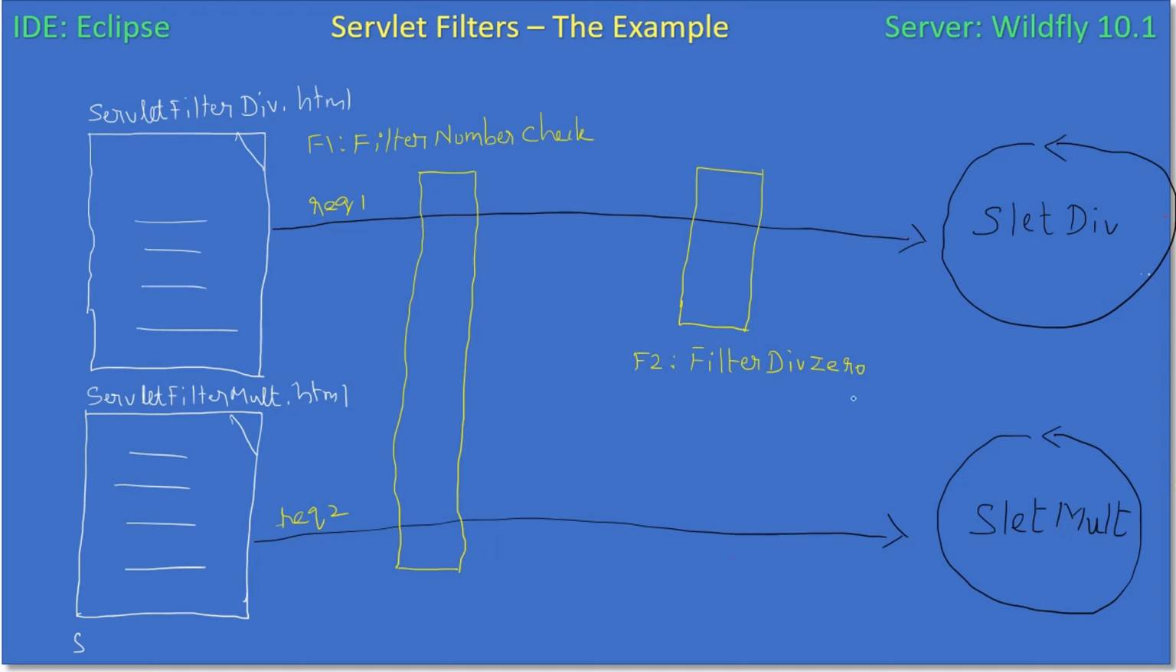If you see here, there are 6 moving parts that we need to develop in the next example. One is the servlet filter div HTML and the other moving part is the mult HTML. Then we will go and develop our servlets. There are two servlets here, so we will develop those. After that, we will create the filters.